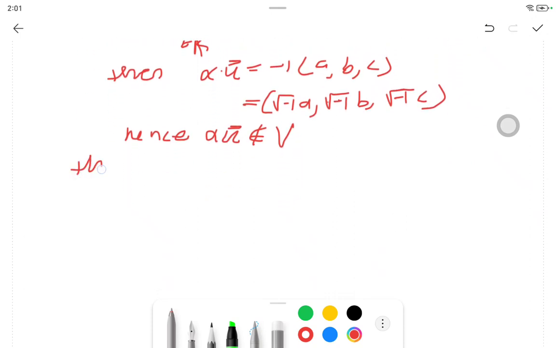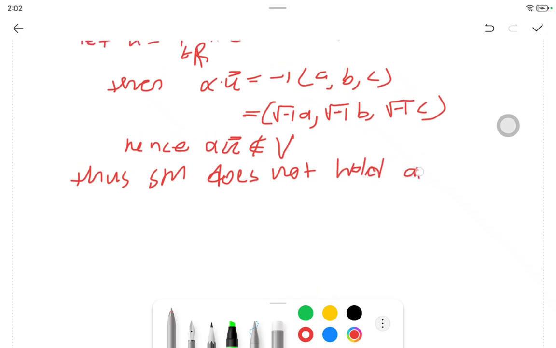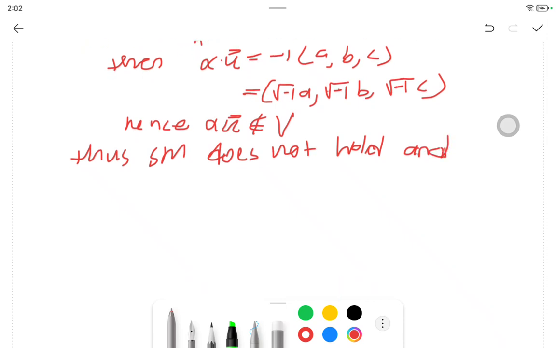Hence, thus, scalar multiplication does not hold. And V is not a vector space. You see right now? So V won't be a vector space.